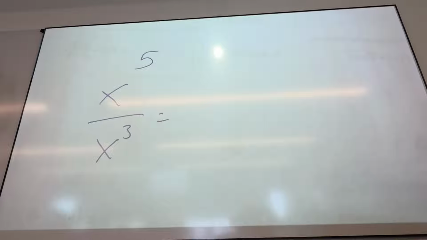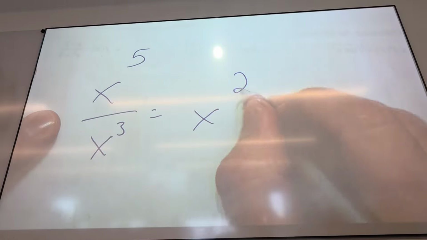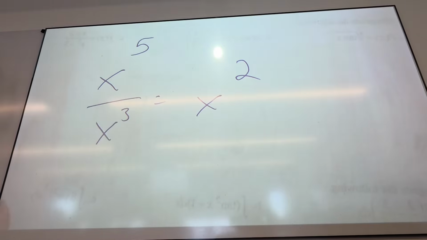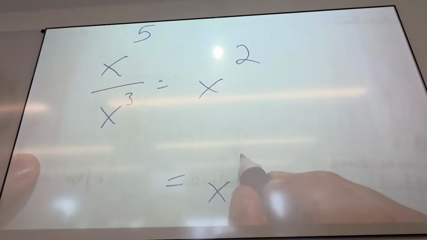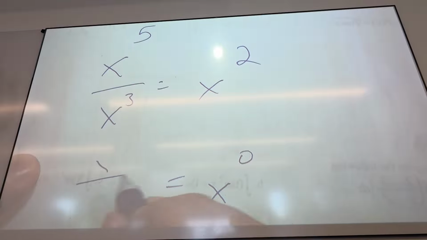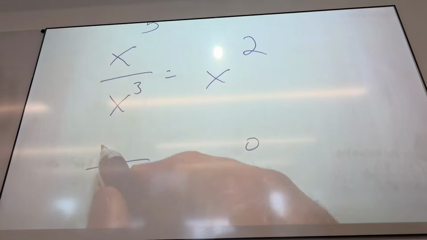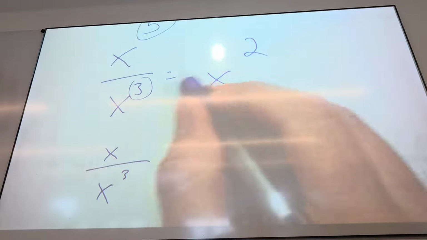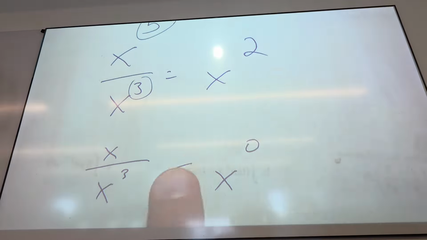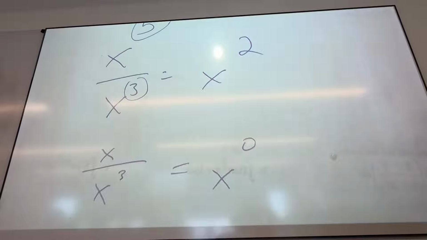And you guys are like, great, Jeff. Now tell me what the 0 means. Okay. How would I get this to be an answer? If I have x cubed on the bottom, what would have to be on the top so that I get x to the 0 as the answer? Because what do I do with these again? Subtract. So if there's 3 x's on the bottom, how many on the top to have the answer be x to the 0? 3, because 3 minus 3 is 0.